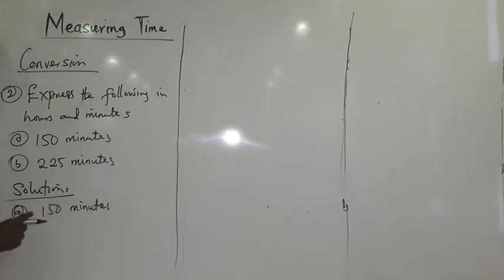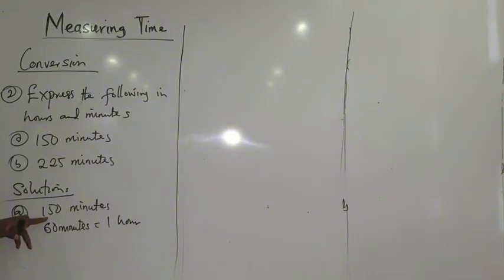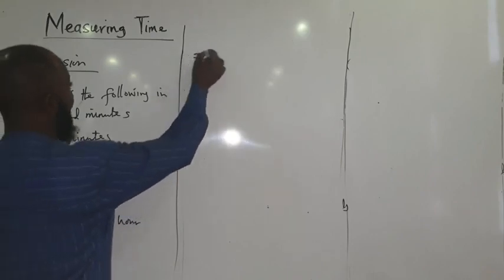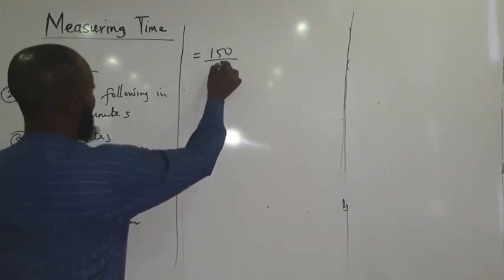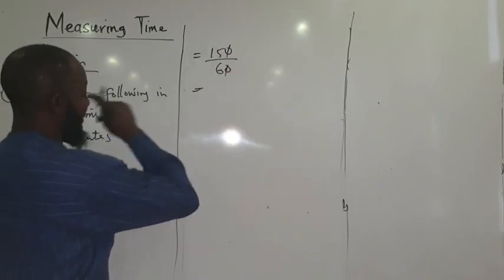Since we are moving from a smaller unit to a bigger unit, we need to consider the exchange rate. That means 60 minutes equals 1 hour. Therefore, we need to divide to see how many 60 minutes we are going to get from 150. So that means we're going to have 150 divided by 60. 0 cancels 0. And this will give us 6 here.